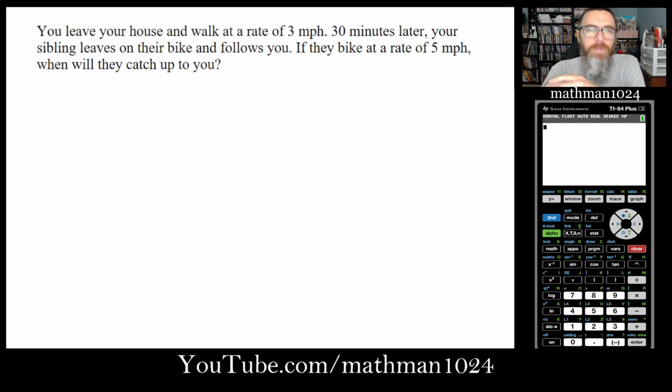All right, so in this problem, we're talking about having two different parties. And we want to be able to express their motion, and then we want to look at it graphically so we can get an idea of what this means. So we're going to have two sets of parametric equations.